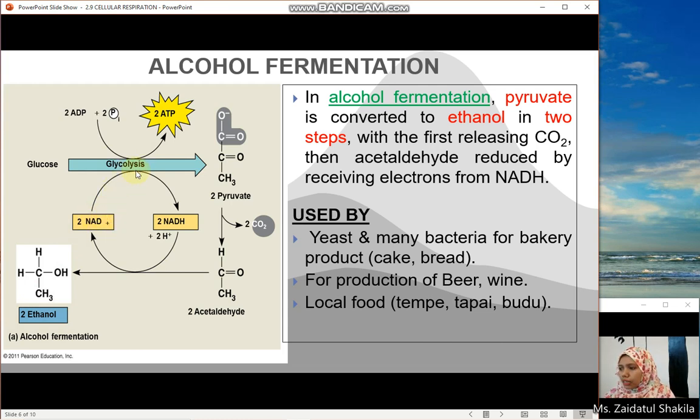So the final product in alcohol fermentation is ethanol, which is commonly used for production of beer or wine. Yeast, which is an example of a unicellular fungi, uses alcohol fermentation for production of bakery products. We also use alcohol fermentation for production of local food, for example tempe, tapai and pudu.